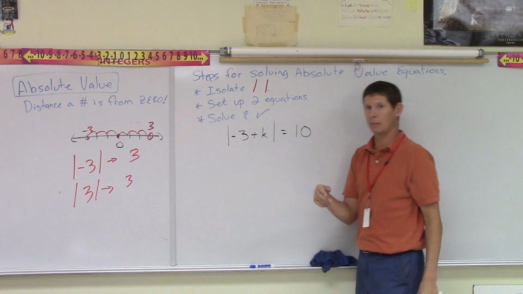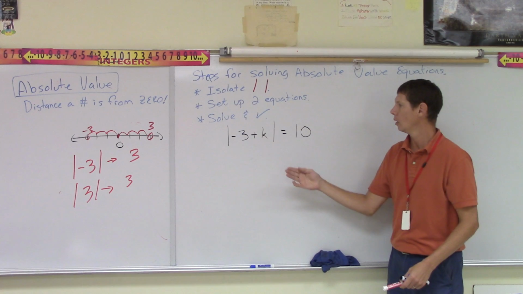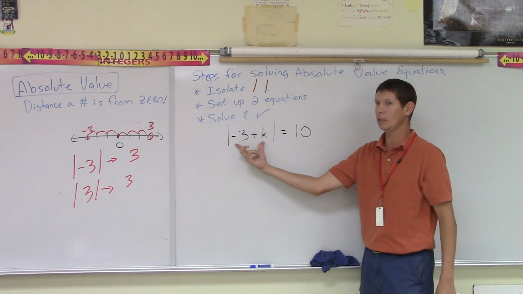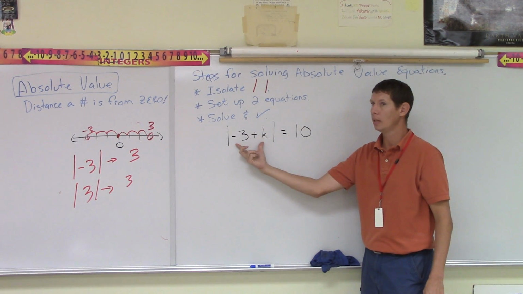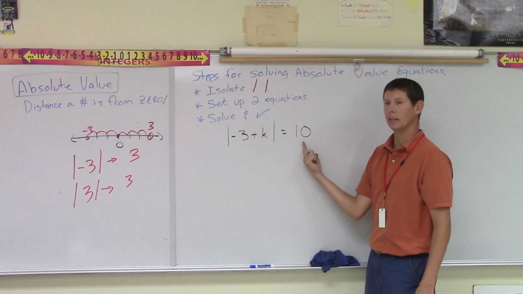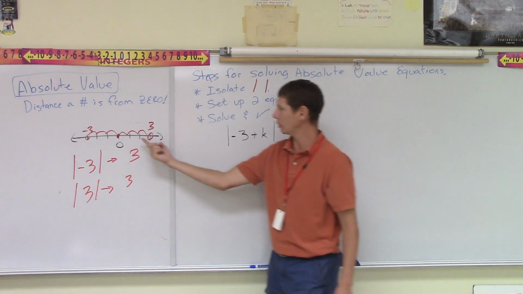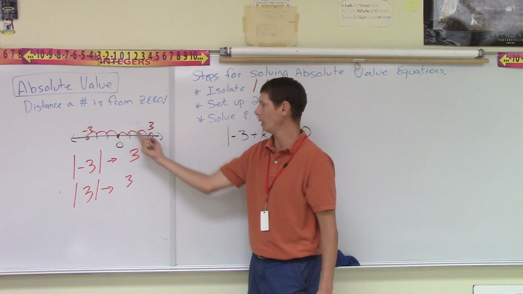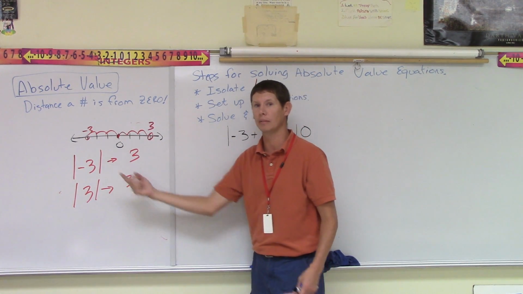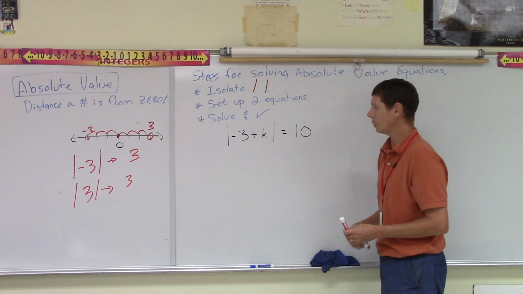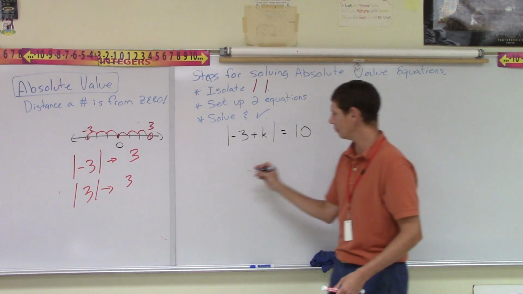Step 2, we need to set up the equations. And again, here's why. We're really saying, we don't know what this is, but we're saying some number here has to have an absolute value of 10. And remember, there's always 2 numbers that have the same absolute value, positive and negative. So how we're going to set this up is as follows. The first one we just set up normal.